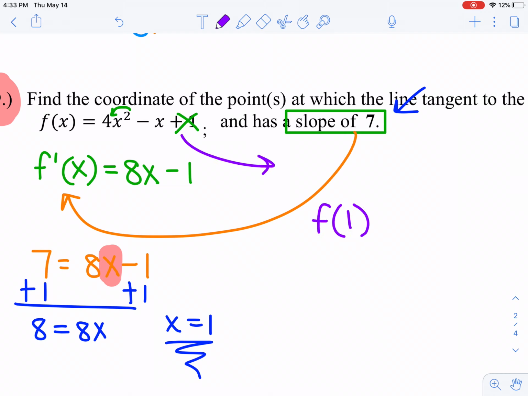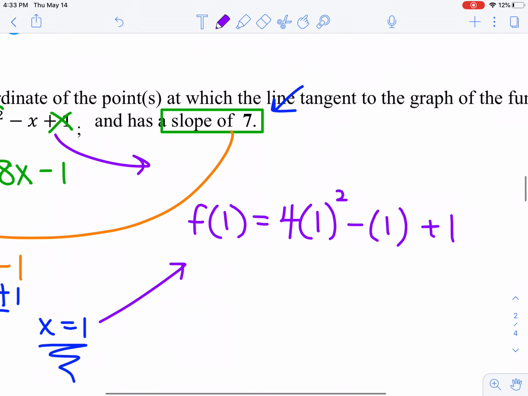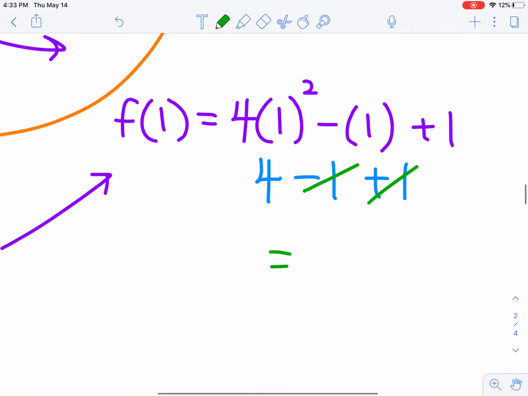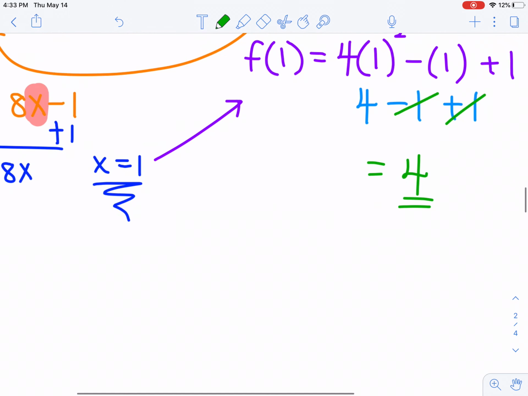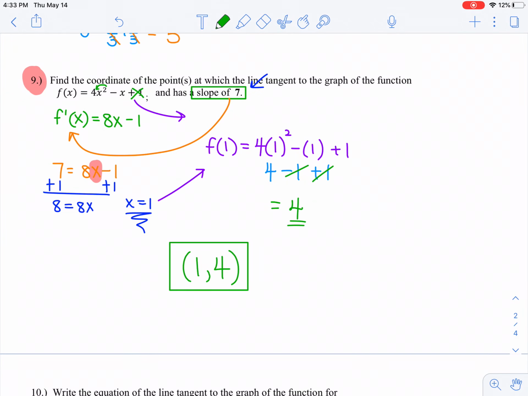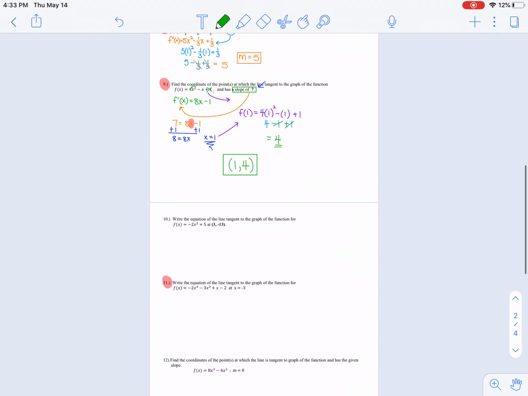So I like to write it like this. f of 1, meaning I'm going to take my original function and plug in 1, is going to be 4x squared, so 4 times 1 squared minus 1 plus 1. 1 squared is 1 times 4 is 4 minus 1 plus 1. These ones cancel, and I get 4. So my final answer is the coordinate point. My x value is 1, my y value is 4. Ta-da!